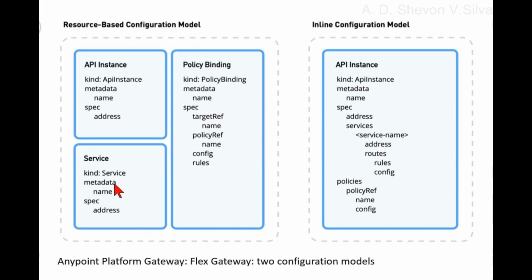Service here: kind service, metadata name is the service name, spec address is the service address including port. The configuration defines the desired gateway state by creating a configuration entity. The configuration entity specifies several runtime configuration aspects for Flex Gateway itself, such as logging and shared storage.